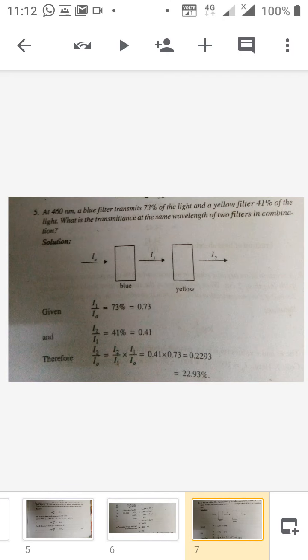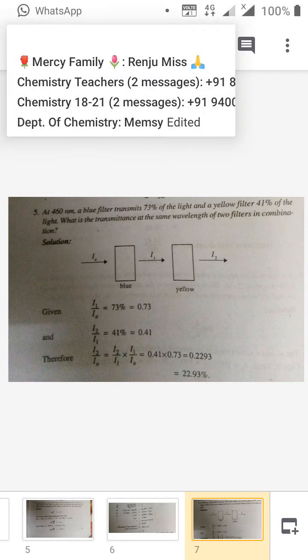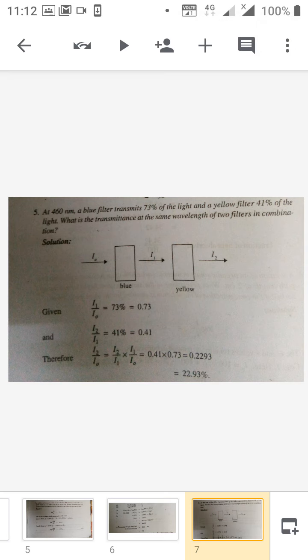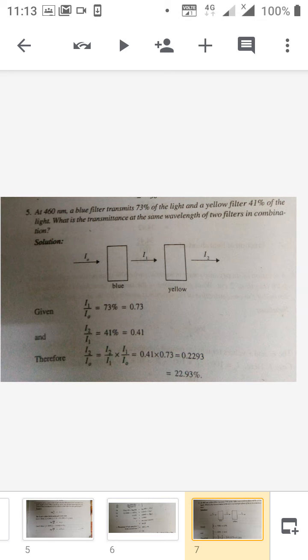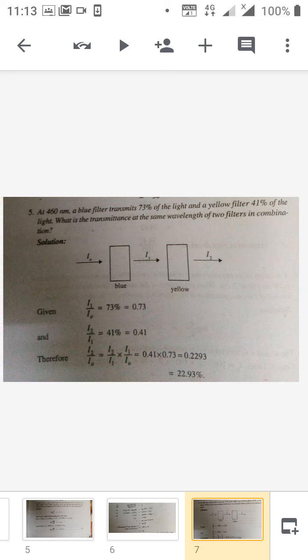So next problem. This type of question is asked in competitive examinations. At 460 nanometer, a blue filter transmits 70% of the light, and a yellow filter transmits 41% of the light. What will be the transmittance at the same wavelength of the two filters in combination? That is the question. They are given in the graph or figure.